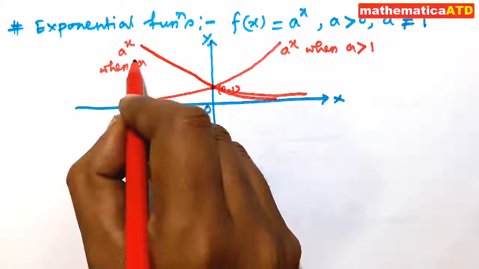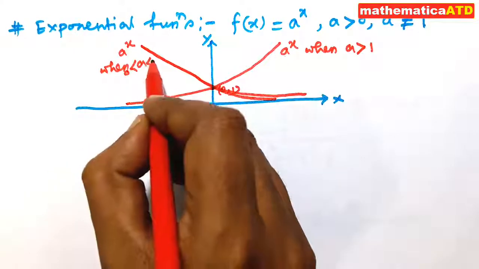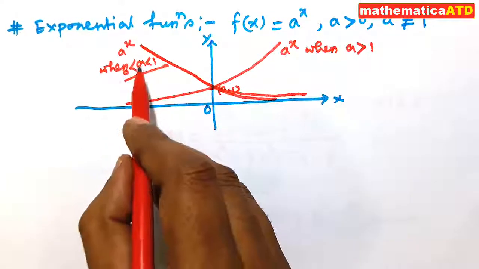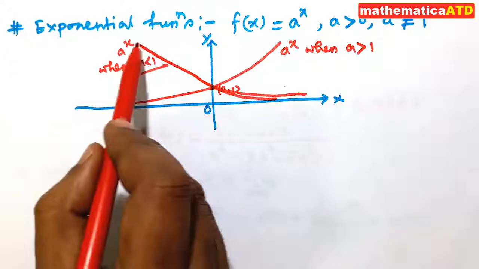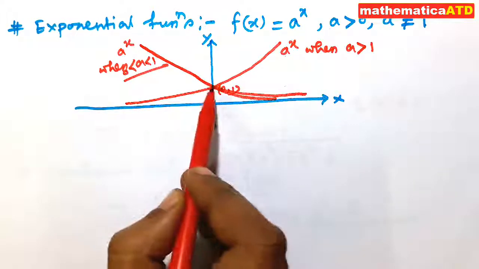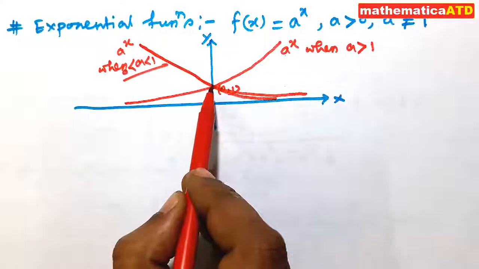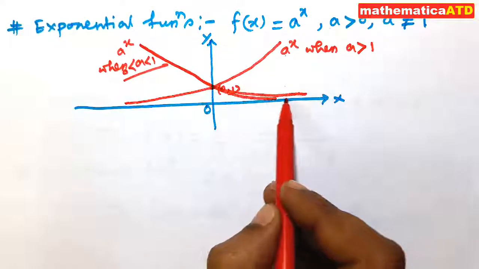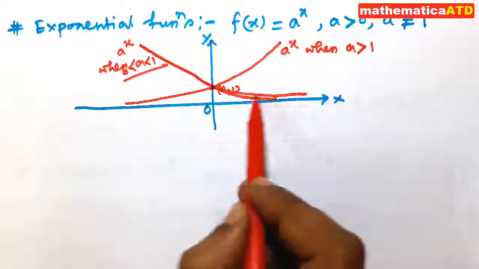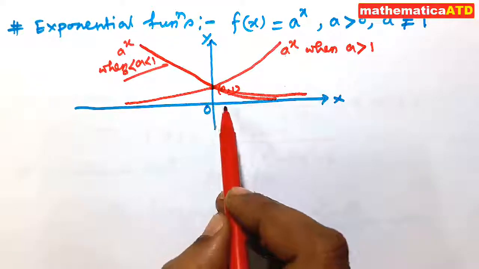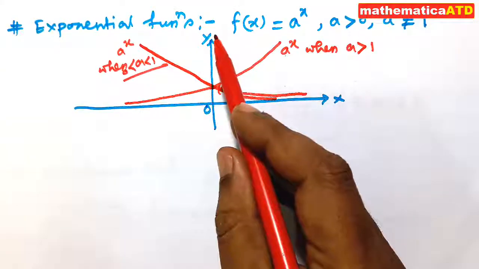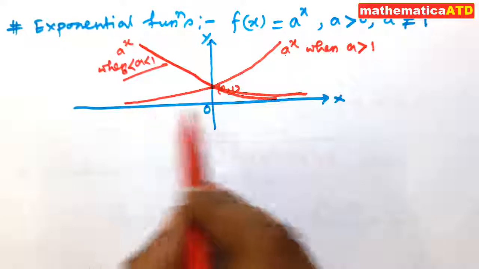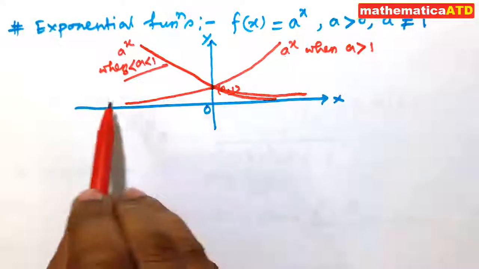and this is a to the power x when the base a lies between 0 and 1. This is not a straight line. This is just a curve and will pass through the point (0, 1), and it will not touch the x-axis. Mind it, this will not touch the x-axis. The range is from 0 to positive infinity, excluding 0, and domain is R.